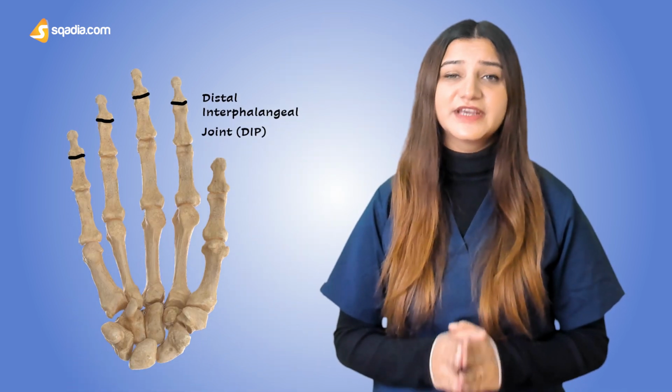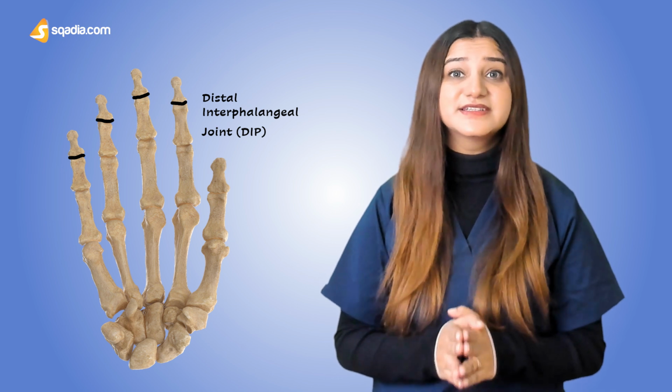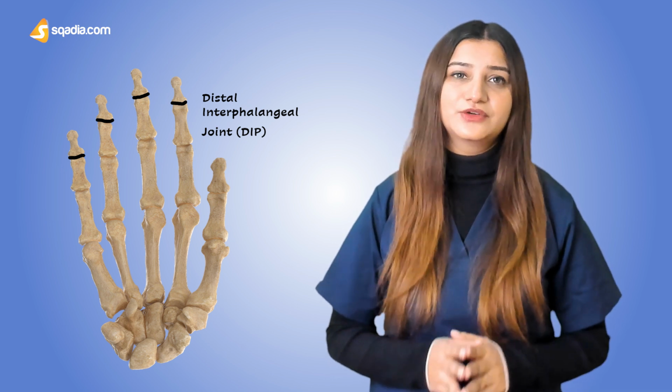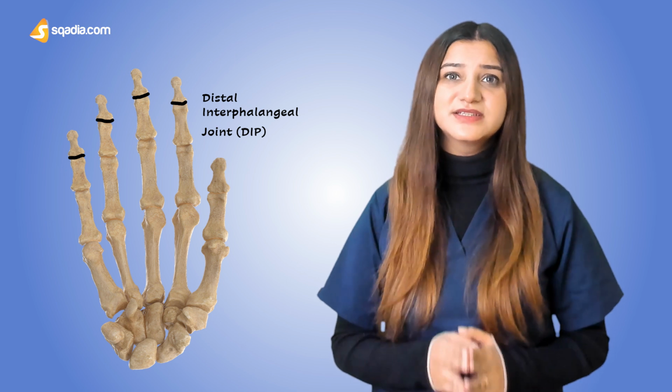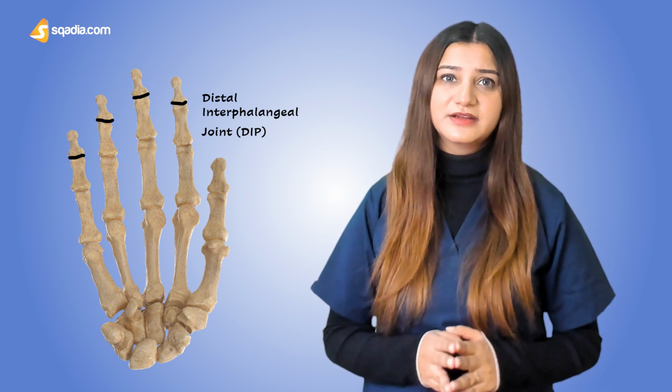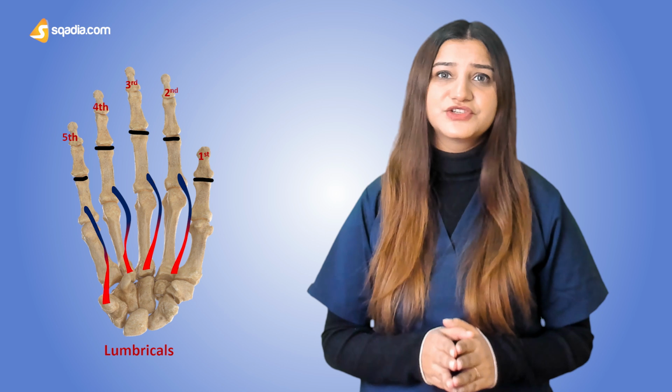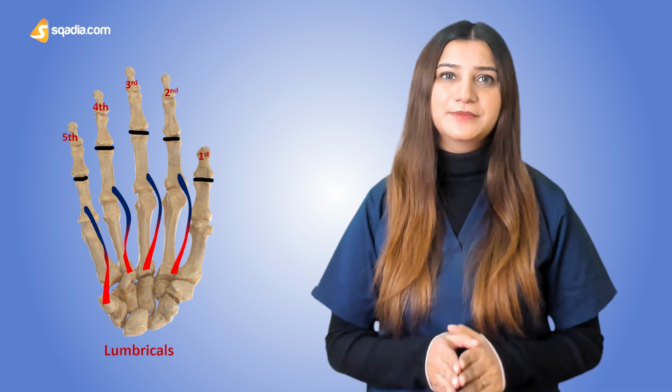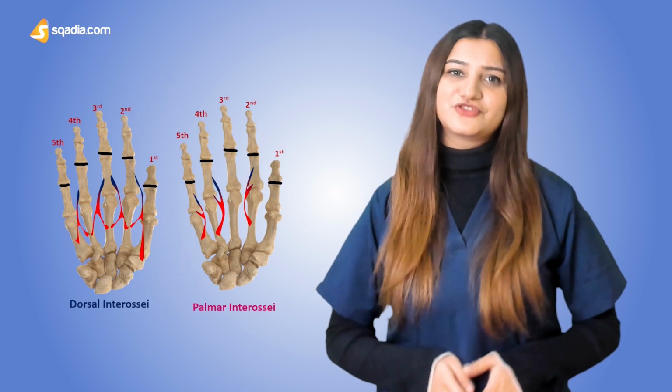Then here comes the last joint, which is the distal interphalangeal joint. Again, it allows flexion and extension, as it is also a hinge variety of synovial joint. And the muscles involved in this joint are: in flexion, the flexor digitorum superficialis and lumbricals. And in extension, we have, same as PIP, lumbricals and interossei.